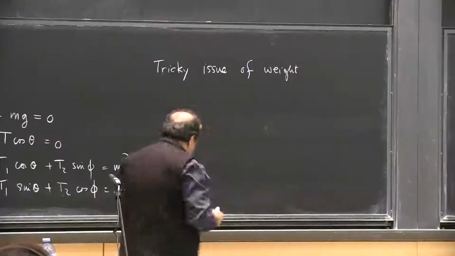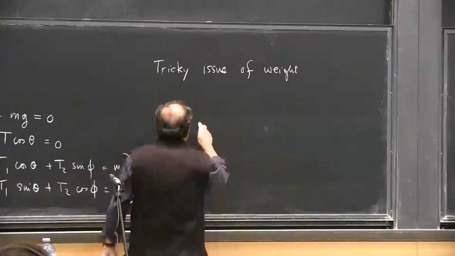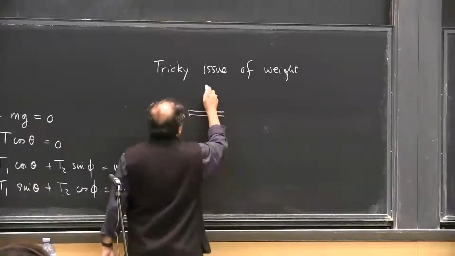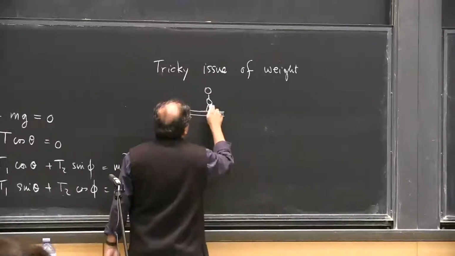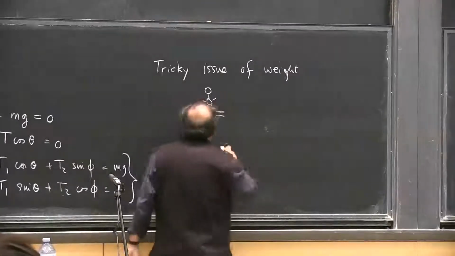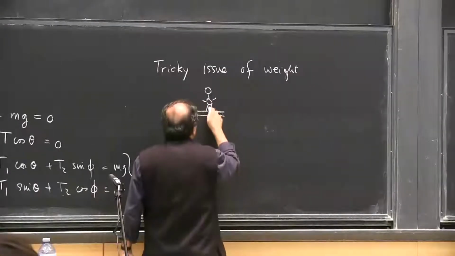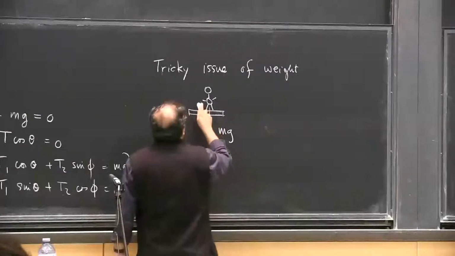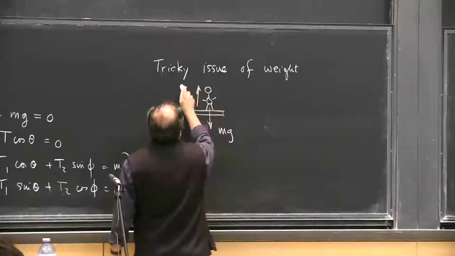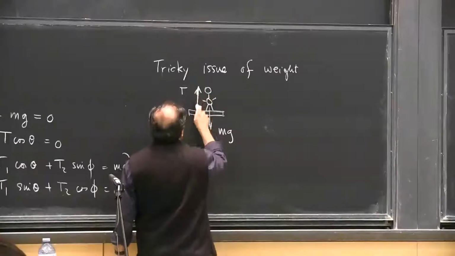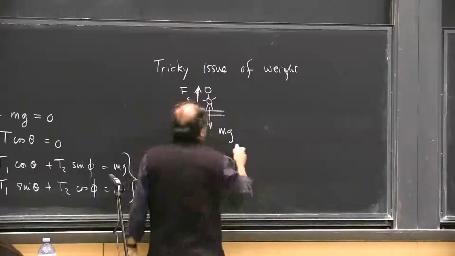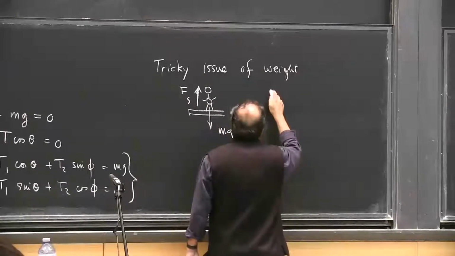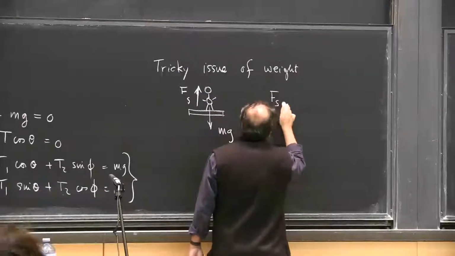Okay, so let me put you on a bathroom scale. So that's your bathroom scale. Here you are, and you are standing on the bathroom scale, obviously. So this is your mg. The bathroom scale gives you a reaction force, which is your surface force here, Fs, and your bathroom scale gives you a reading, and this reading is essentially Fs.